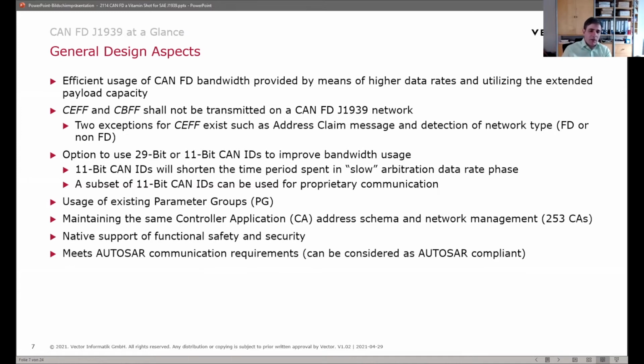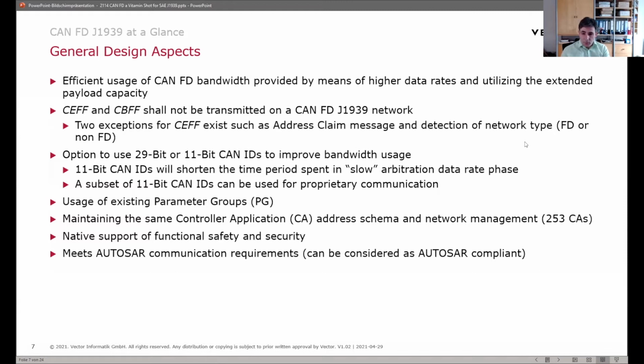So you communicate FD on one data link, and you can communicate the classic way on the other, on the classic data link. No rule without exception, of course. Especially for the address claim procedure, that's really one of the exceptions where we still use the classical extended frame format. The intention here is to have at least some backward compatibility, so that a device can at least realize if the address is already used or not.